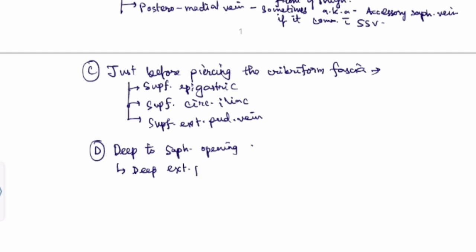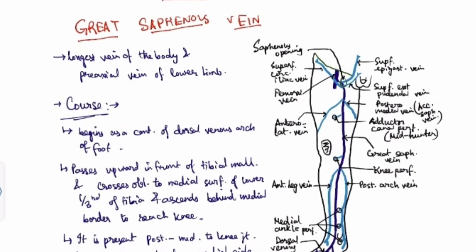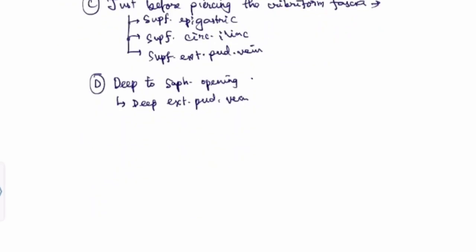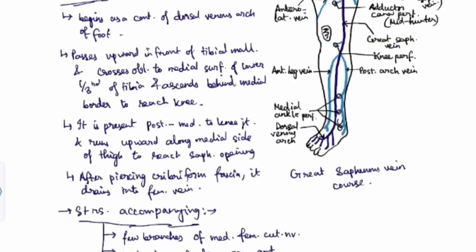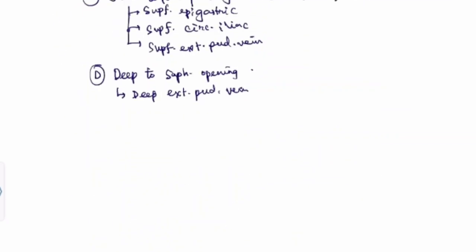Coming on to deep to the saphenous opening: deep external pudendal vein. Fun fact, it's not shown here. You have to know it's present, but since it's a very deep-seated structure, it was not possible to draw it in the diagram. So you have to know it and you have to write about it. You should not miss this.